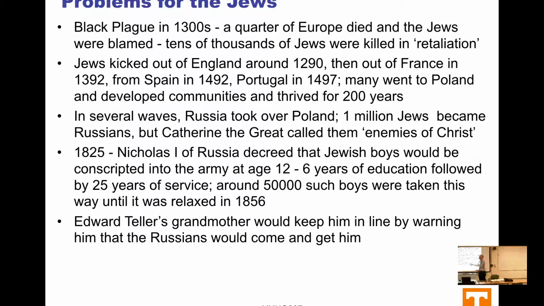So when Edward Teller, one of those Hungarian Jewish boys that became a great scientist in the US, got out of line, his grandmother would say, if you don't behave, the Russians are going to come and get you and conscript you into the Russian army.